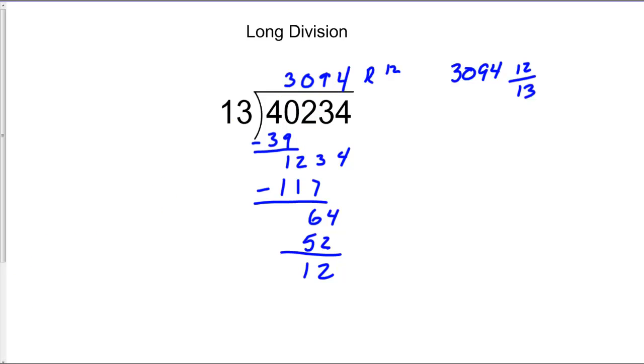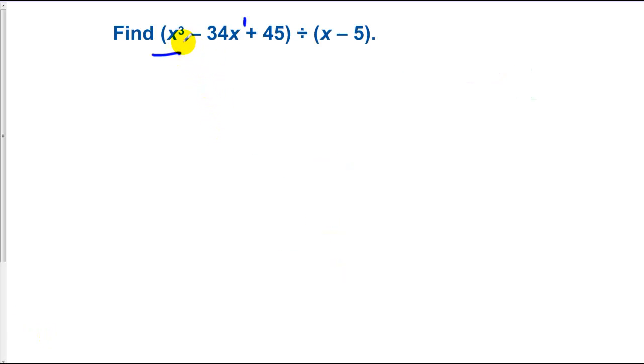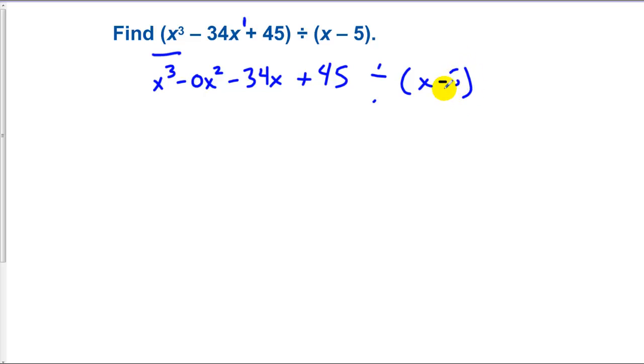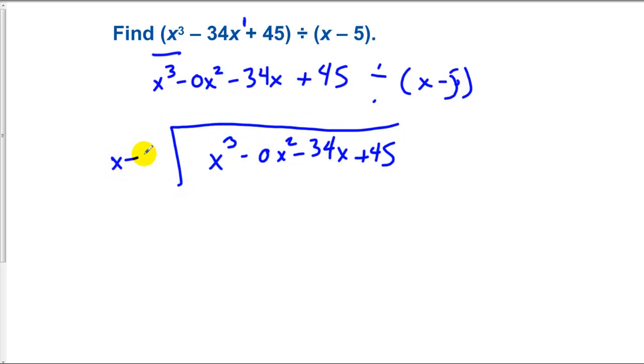Now in the example that we're talking about now, we need a placeholder for our x squared term. So what I really have is x cubed minus 0x squared minus 34x plus 45. And that's all divided by x minus 5. So when I set this problem up, I'm going to write x cubed minus 0x squared minus 34x plus 45. Now divide that by x minus 5. And work this problem out with my placeholder in the problem.